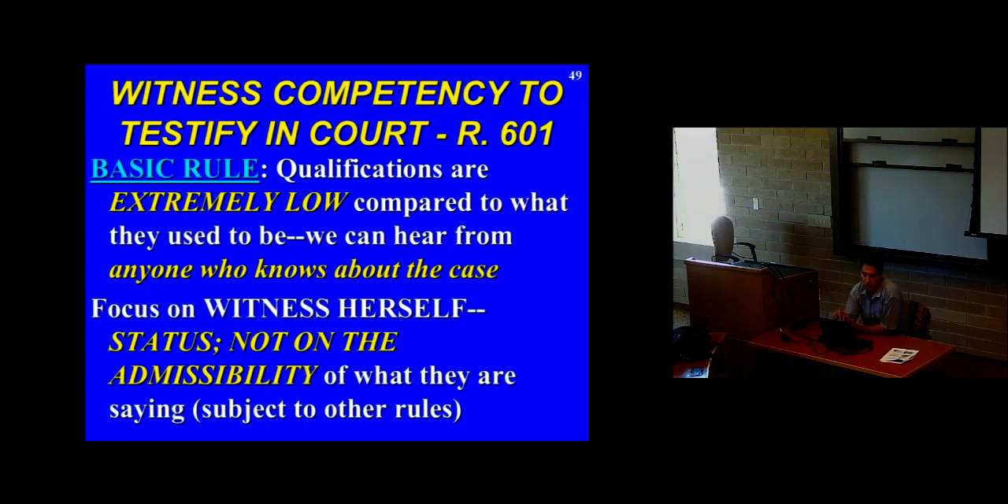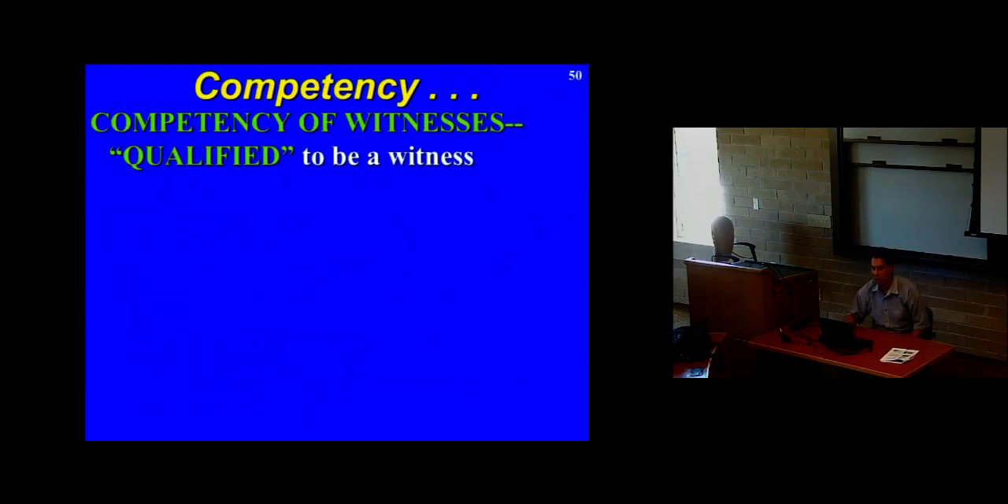Now, usually with evidence, we're focusing on the testimony that a witness is giving. This particular rule goes to whether that witness can even take the stand. So usually a witness is taking the stand, and then rules of evidence deal with what they are being asked and what they are saying. But the even more rudimentary rule is, can that witness even take the stand? Are they even qualified? So we're not talking about admissibility of what the witness is saying. With Rule 601, we're saying, can that witness even take the stand? And that's what competency is.